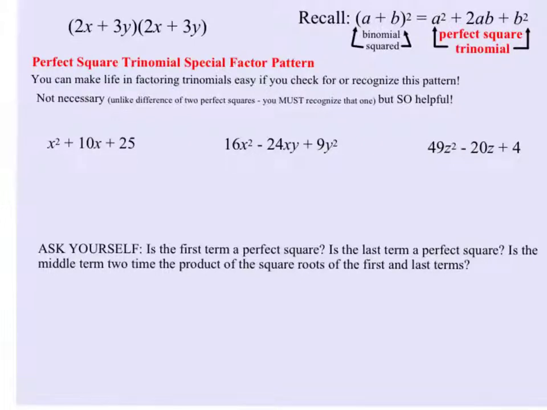This video is really short and just talks about recognizing the perfect square trinomial factor pattern and making sure that we understand what a perfect square trinomial is. Remember that a perfect square trinomial is the product of a binomial being squared. So when I have a binomial multiplied to itself, I get this pattern, a squared plus 2ab plus b squared.